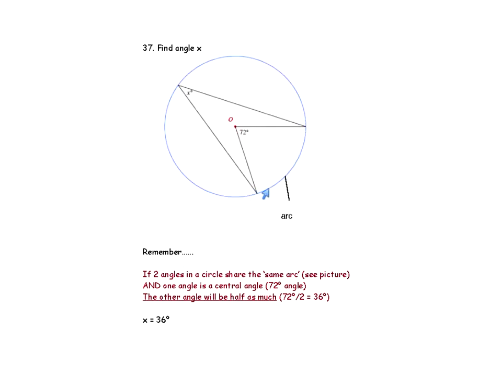Now we have a rule that deals with that. And it says that if two angles in the circle share the same arc, and one angle is the central angle, then the other angle will be half as much. Okay, so half as much as 72 is 36 degrees. So angle X is going to be 36. So again, remember, if two angles in a circle share the same arc, and one of the angles is the central angle, the other angle is going to be half as much.